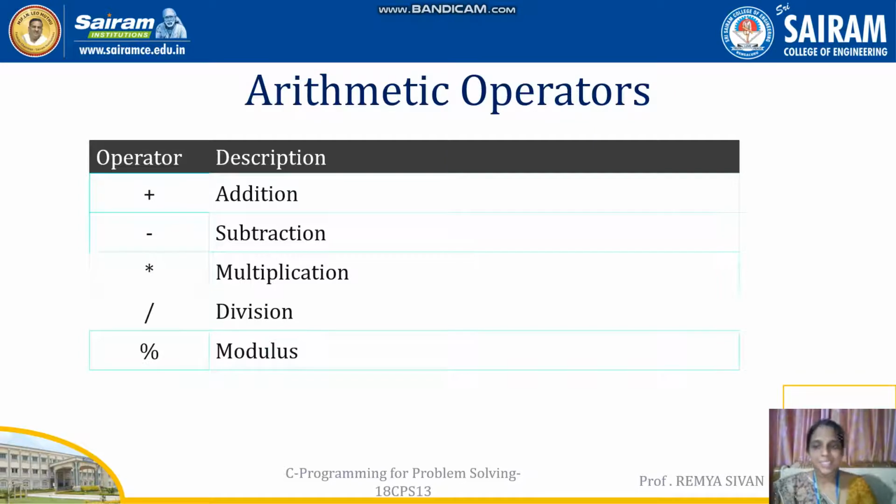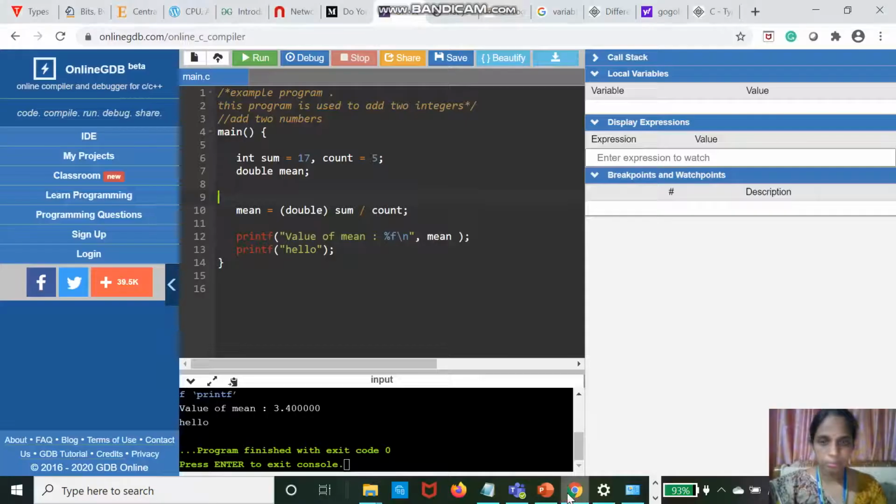See, plus, minus, star, division, modulus symbols, right? These all are known as operators. The plus symbol is used for addition, minus is used for subtraction, star is used for multiplication, division is for division, and percentage is for modulus. I'll show the examples here.